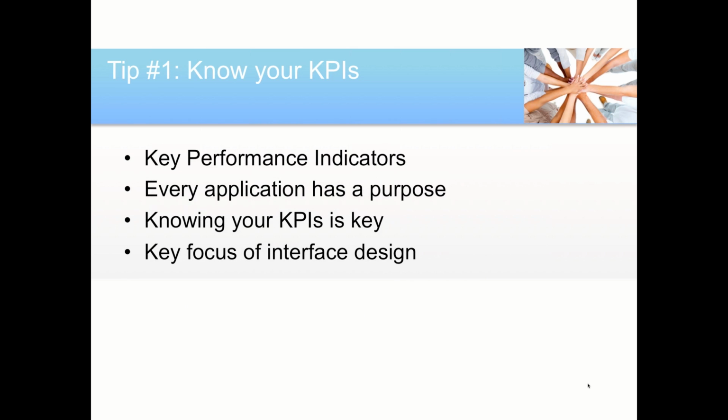So the first tip that we have for you is know your key performance indicators, your KPIs. Every application from mobile fitness apps to powerful online analytics software is built around a few key performance indicators. Google Analytics, for example, tracks conversions and traffic, while MyFitnessPal tracks calories in, calories out, and weight loss. Knowing those key performance indicators is the key to creating a dashboard that your users love to interact with. So your KPIs should be the first thing users see as they start using your application. It should be the key focus of your interface design.